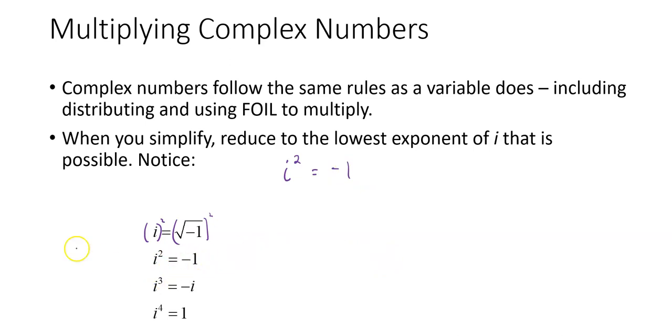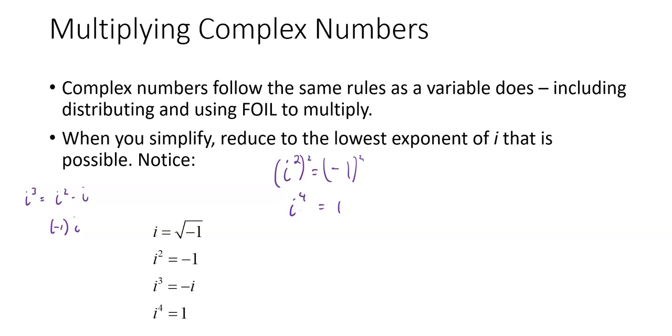i to the third is i squared times i. Well, i squared is negative 1, times i. So i to the third is negative i. And then i to the fourth is i squared squared. So square that side, square that side. i to the fourth is 1. And then if you keep going, i to the fifth is the same thing as i. i to the sixth is the same thing as i squared, which is negative 1.